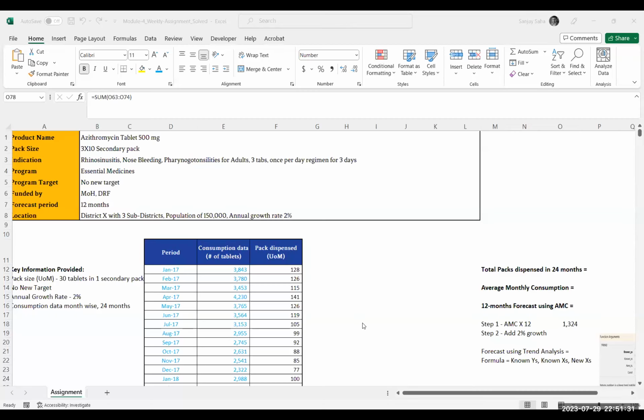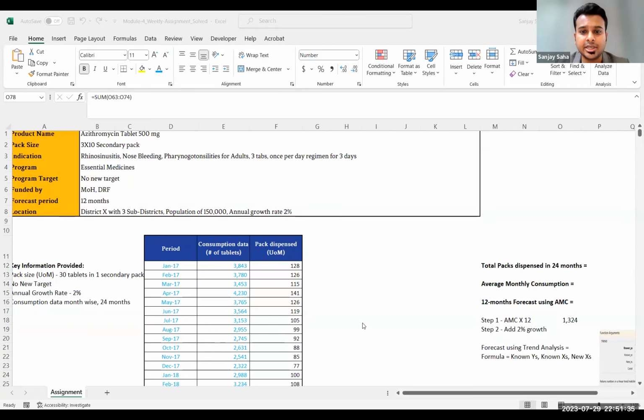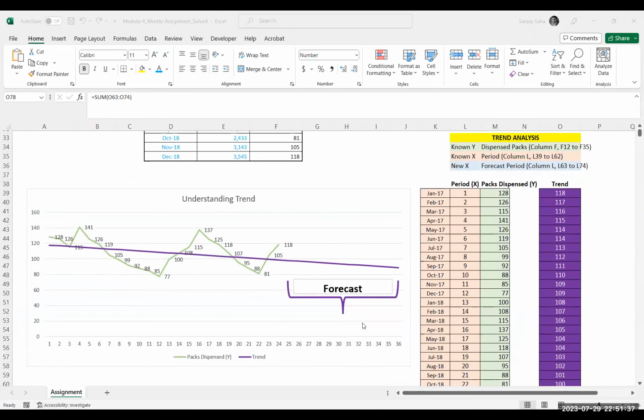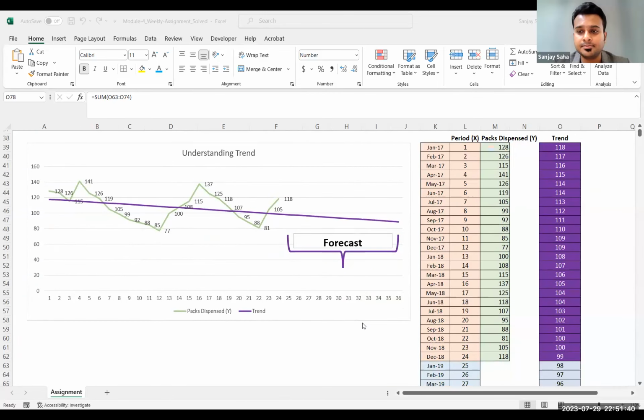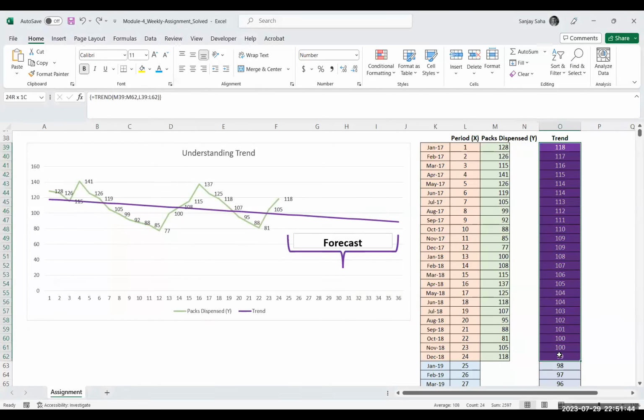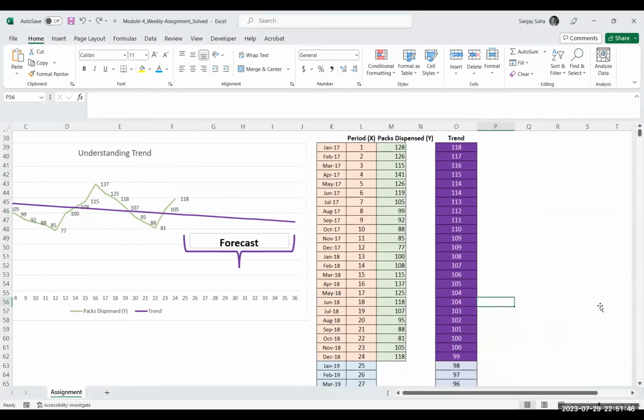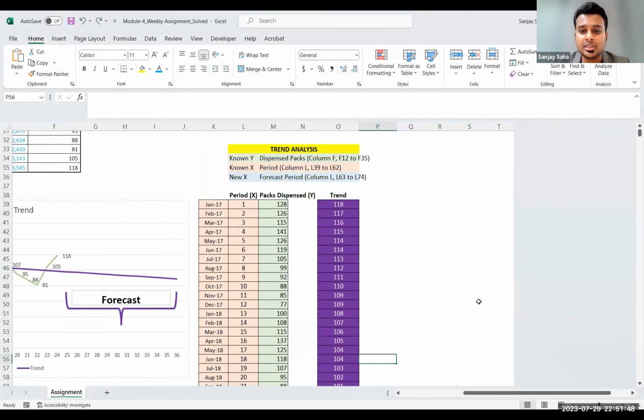If you have any questions, please. Hello. Yes, please go ahead. Okay, so please, can you go over again how you got the trend figures on that column? Sorry, I'm just sharing the sheet again. Which figure? The purple column. The purple column, yes, that's the trend. Yes.